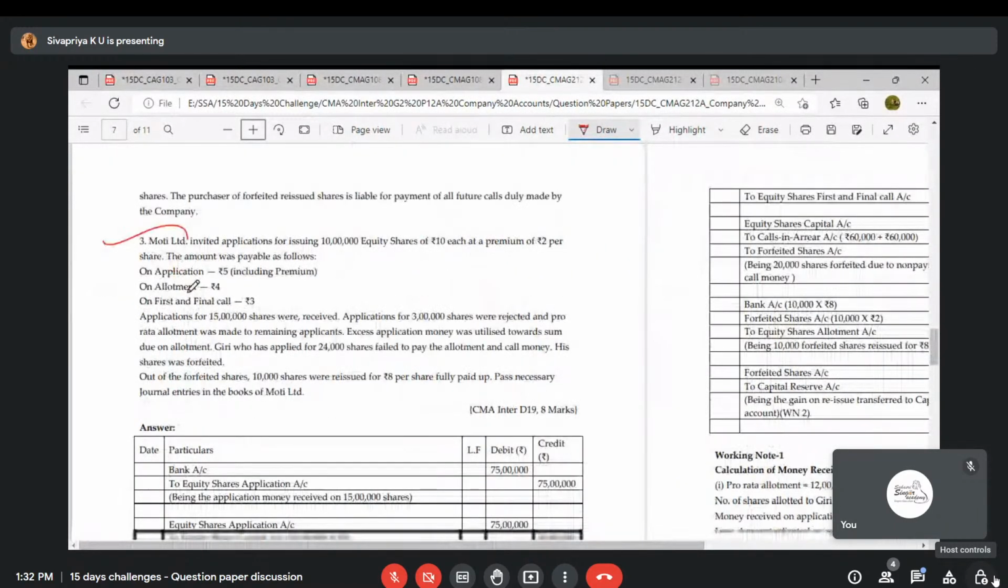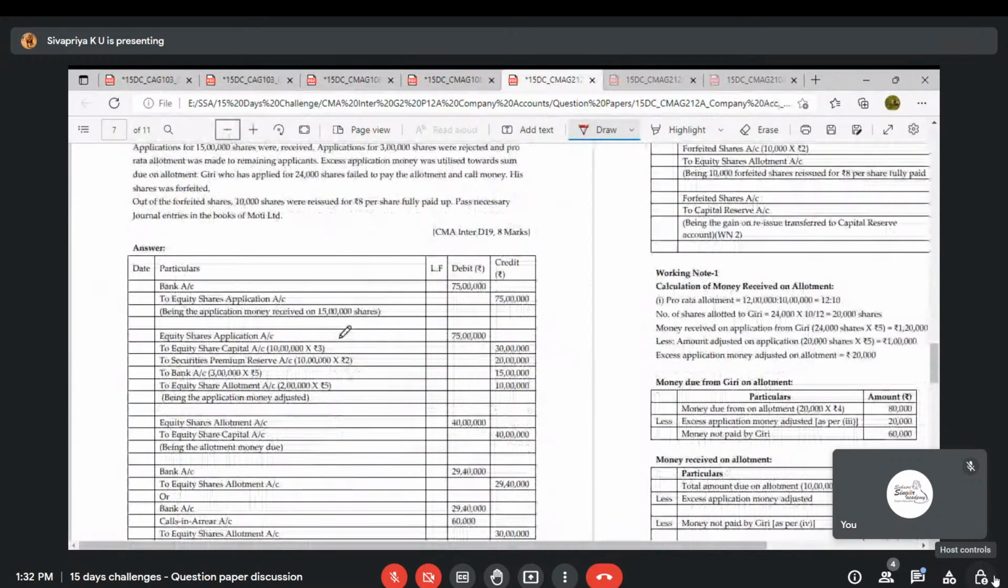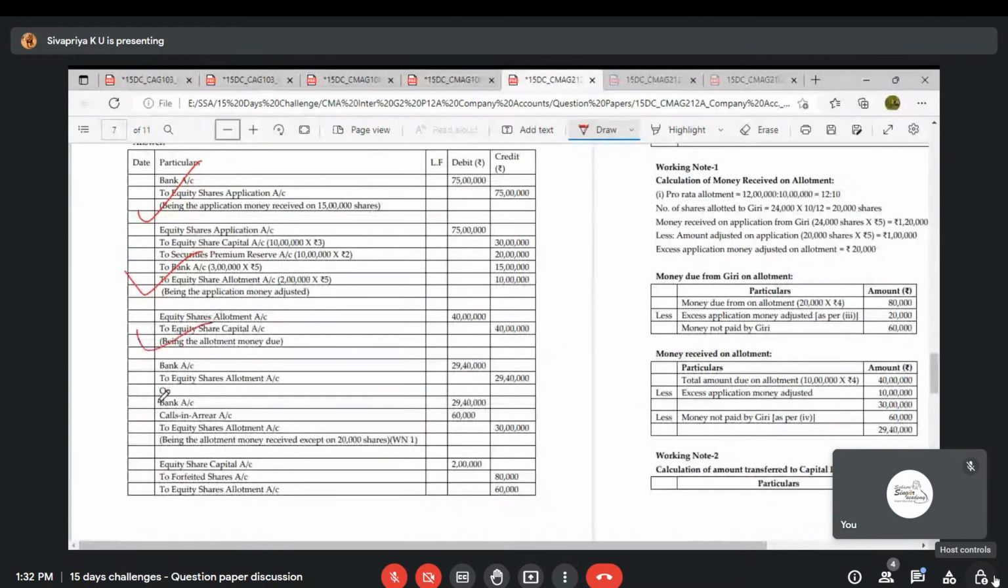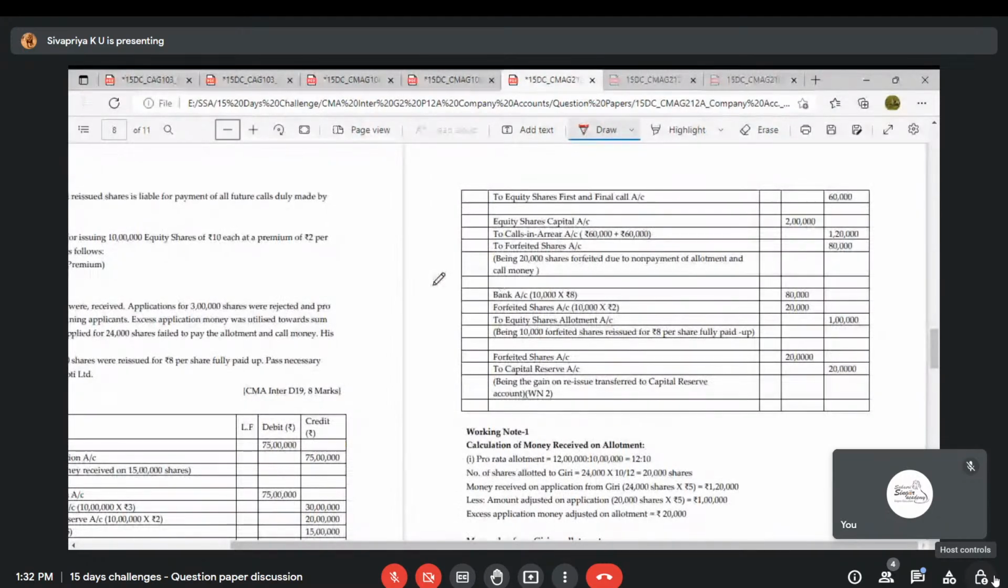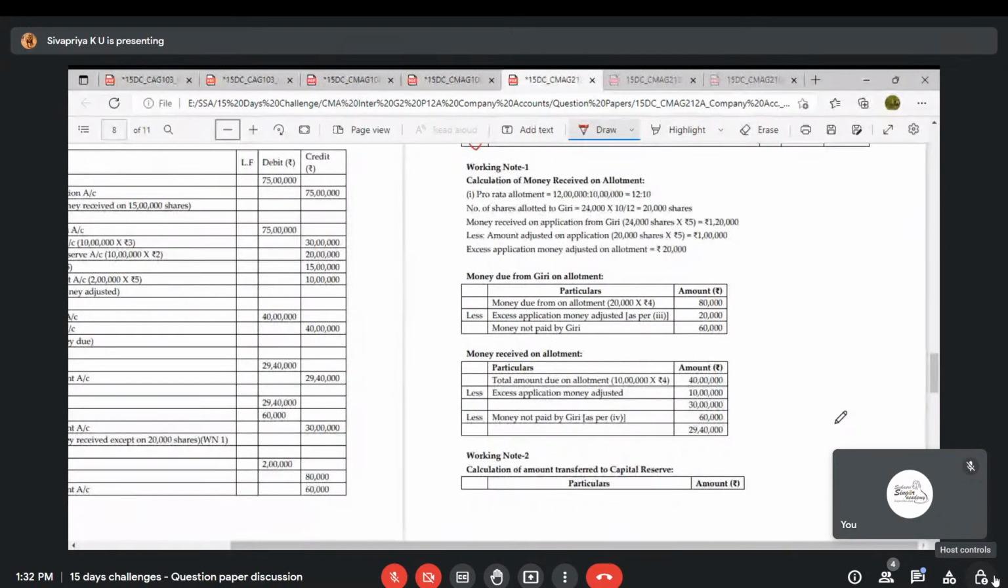Number 3. It's a issue of shares. So இது ஒரு normal problem. பெரிய complications இந்த problemல ஒண்ணும் இல்ல. The entry for due, then receipt and adjustment, allotment due, allotment receipt, then forfeiture, forfeited shares account, and then this final call receipt, share forfeiture account, and then reissue, transfer to capital reserve. Answer வந்து 2 lakhs. So these are the working notes.